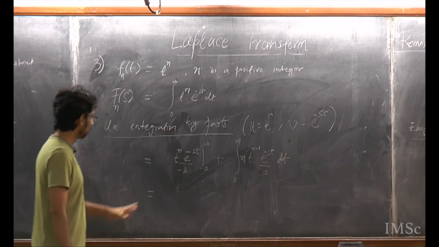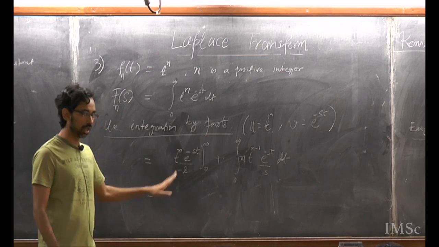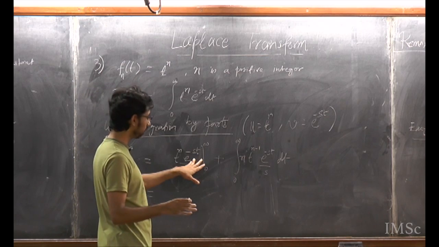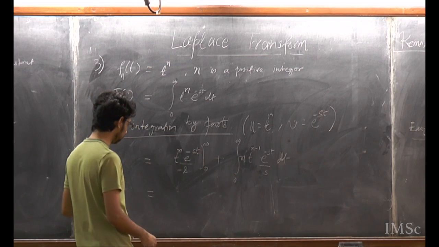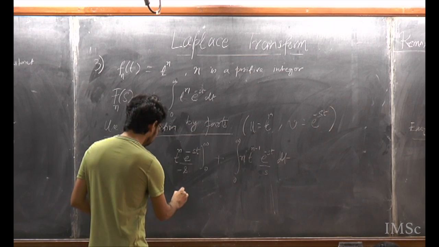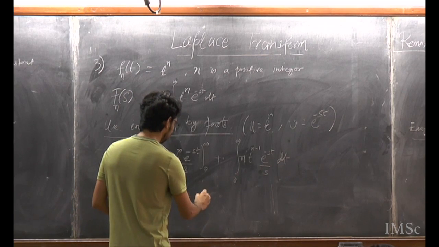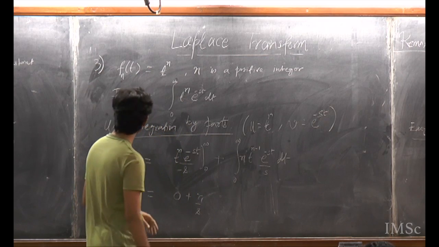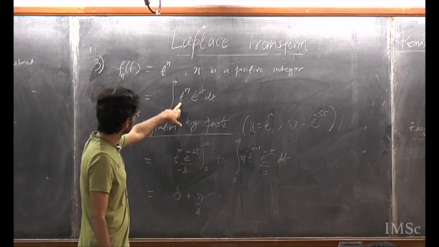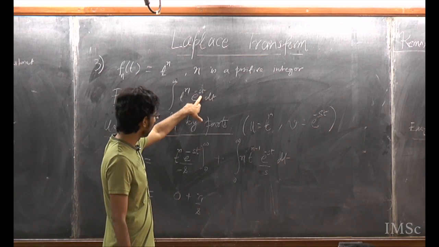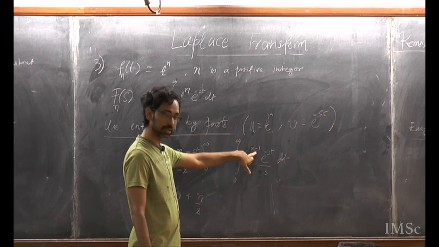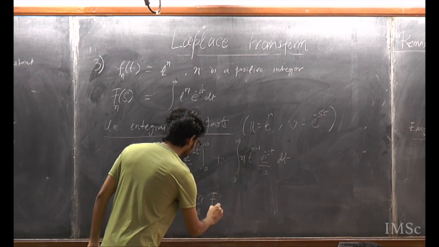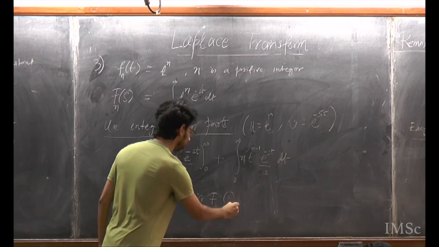This goes to 0, because this is a polynomial and no polynomial grows faster than an exponential, right? So the exponential always wins as t goes to infinity with respect to a polynomial. So this is just 0, and then the second term is n over s, and note that f_n(s) is the integral of t^n e^(-st), and here you get t^(n-1) e^(-st). So this is f_(n-1)(s).